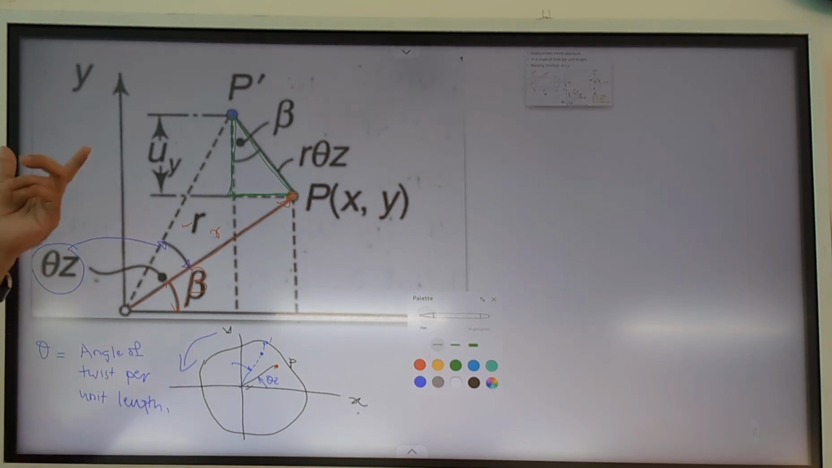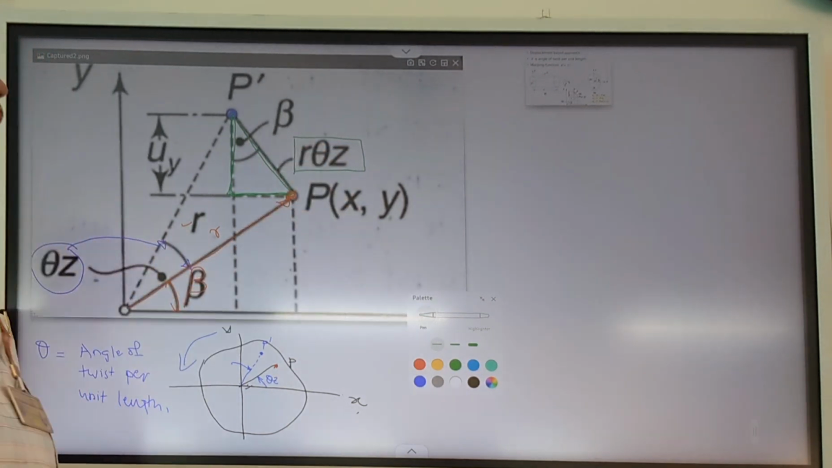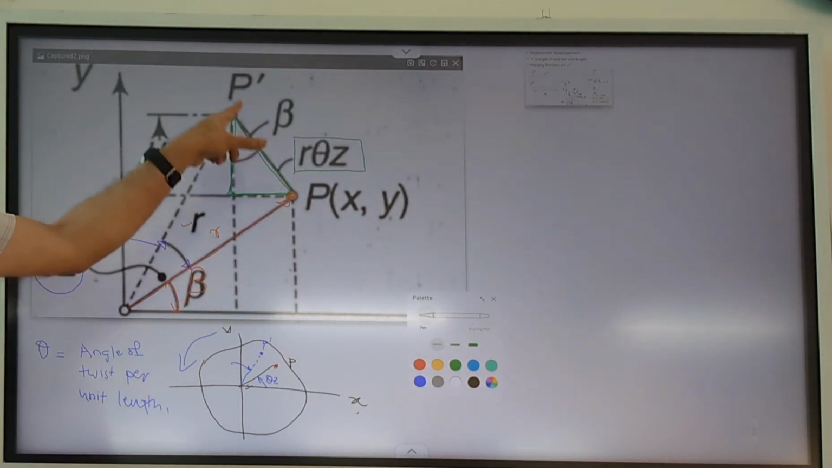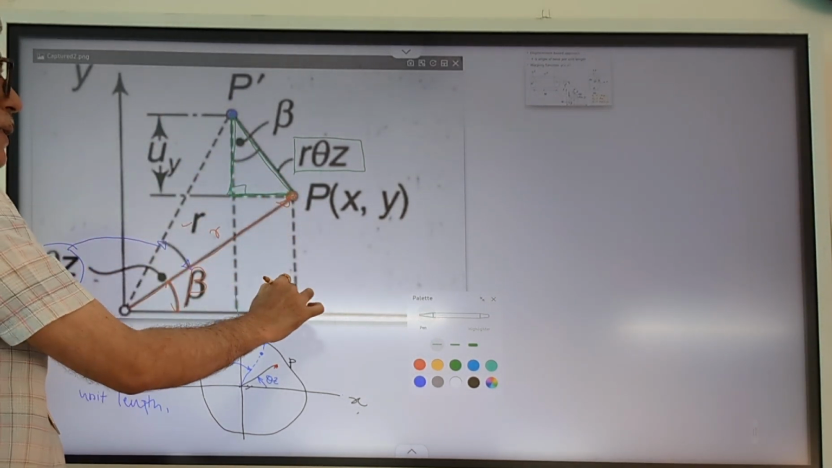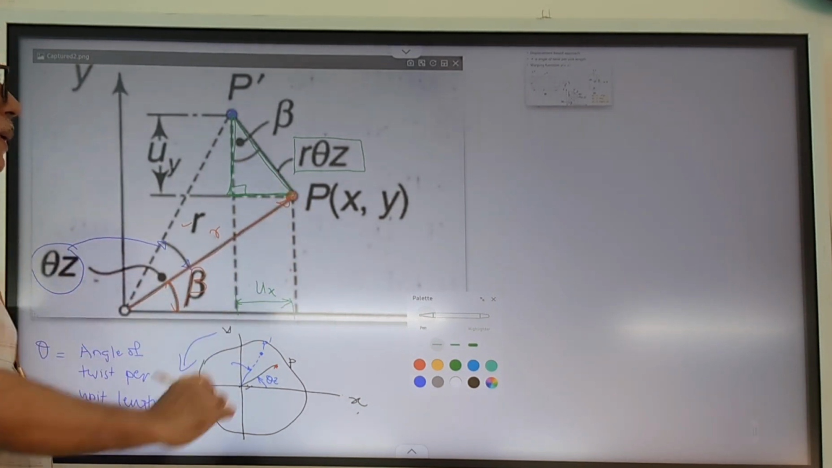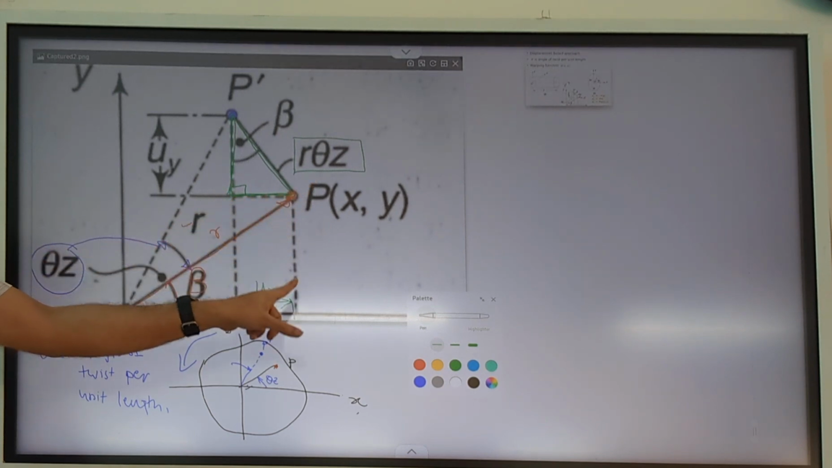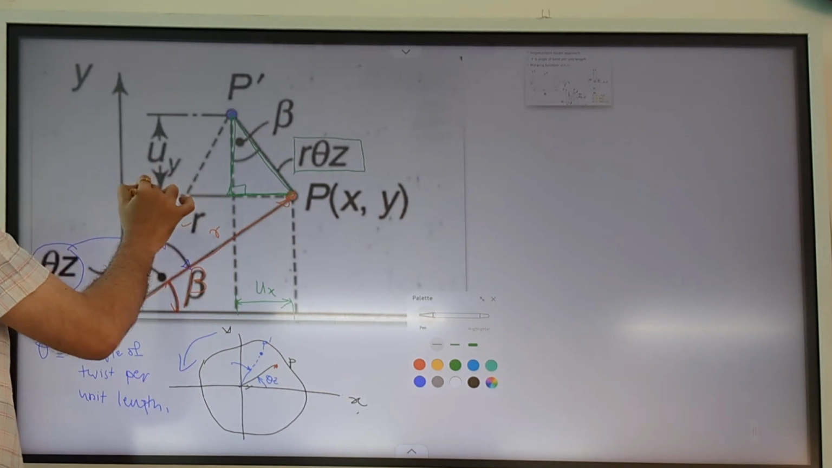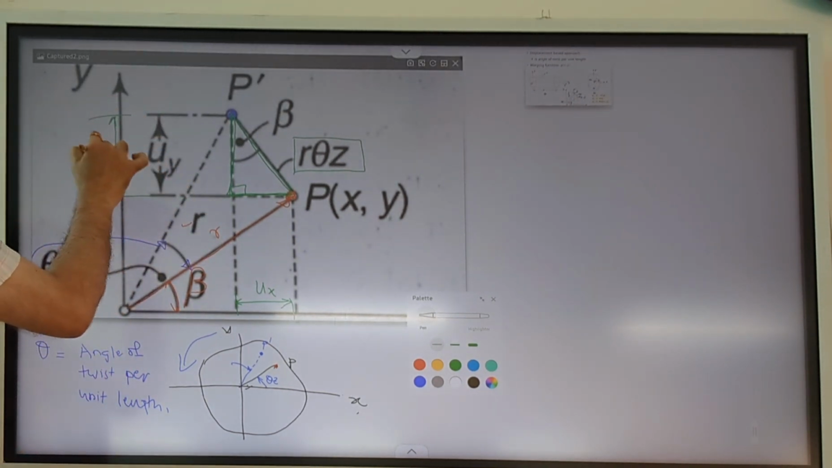R multiplied by theta into z. So that is what has been done here. So r into theta z is the length of the hypotenuse of this particular right angle triangle. Now if you note here, the base of this right angle triangle is nothing but the displacement. The point P has moved in the x direction by distance ux, and the point has also moved in the y direction by a distance which is uy.